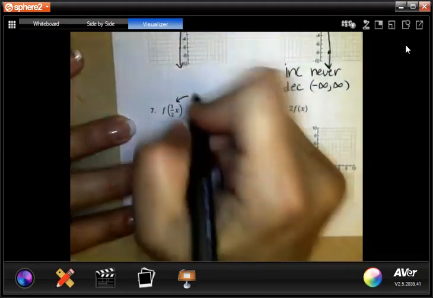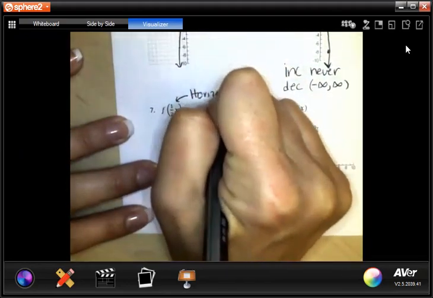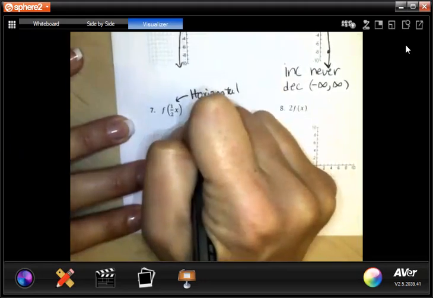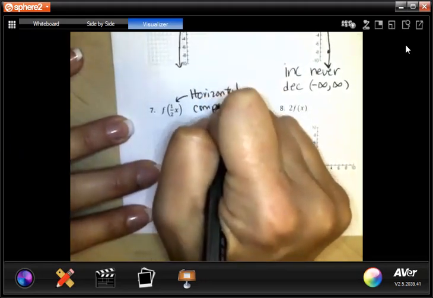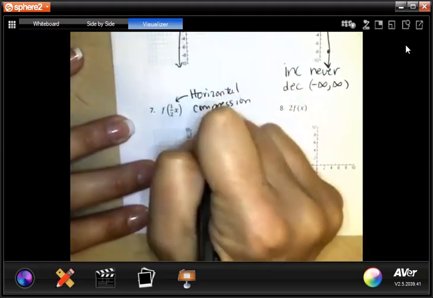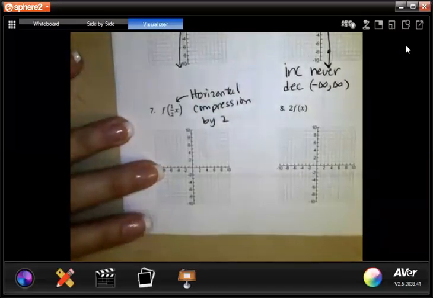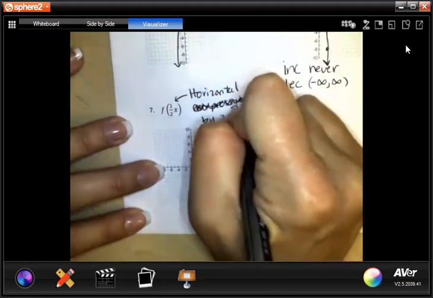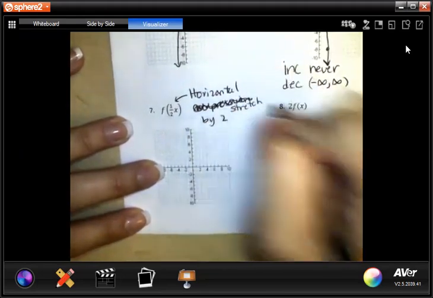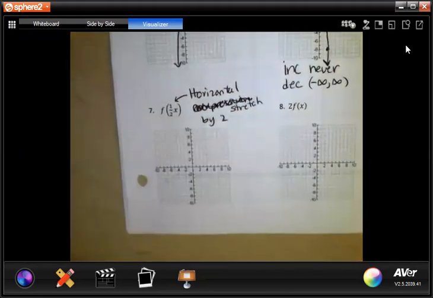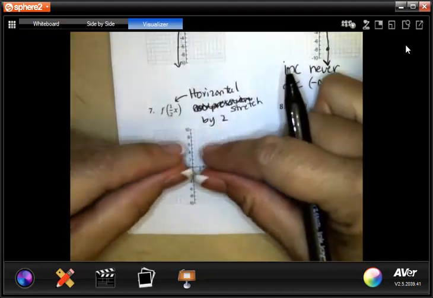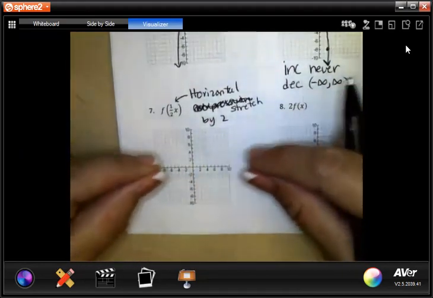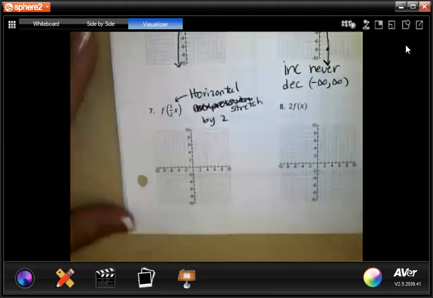We've got this 1/2 on the inside, so this is a horizontal. And this would be a compression. And again, we're flipping it for that scale factor, so that would be a horizontal, sorry, I wrote compression, stretch. Horizontal stretch by 2. So in this case, we're going to take it by the sides here and we're going to pull out to the side horizontally, not vertically.